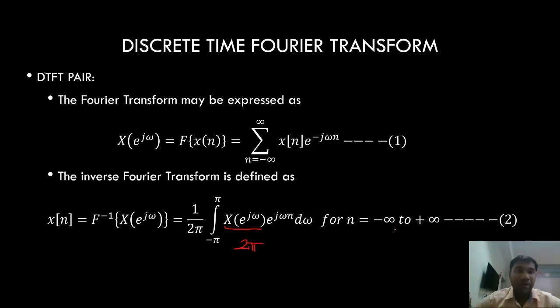Right? So this is the Fourier transform pair for discrete time signals. X of e power j omega is equal to summation n equals minus infinity to plus infinity x of n e power minus j omega n. This is the analysis equation. And x of n, the inverse Fourier transform, is equal to 1 by 2 pi integral from minus pi to plus pi, or you can take integral 0 to 2 pi. You can consider anything. It doesn't have to be minus pi to plus pi. It can be 0 to 2 pi also. X of e power j omega e power j omega n d omega.